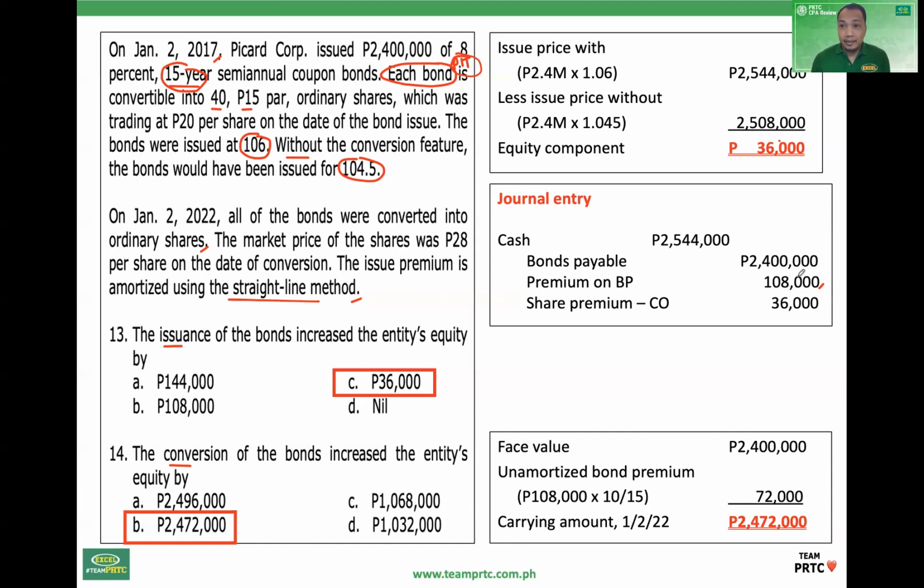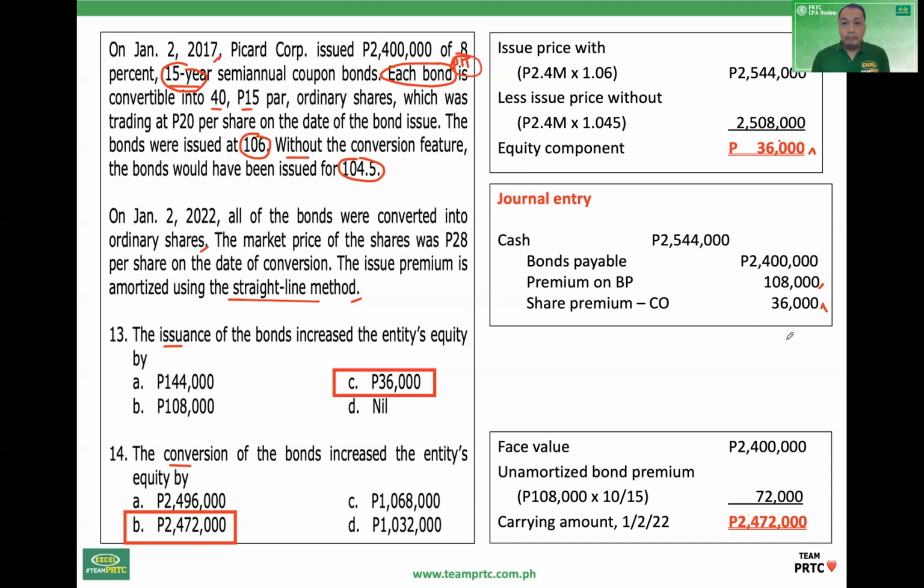Now, let's make the entry. Again, the carrying amount of the liability on the date of conversion simply moves from liability to equity. But which particular components are affected? What is that 2,472? Which accounts in equity? And what will happen to this 36,000? We credited share premium, conversion option on initial recognition. Now that it has been converted, what will we do with that 36,000?